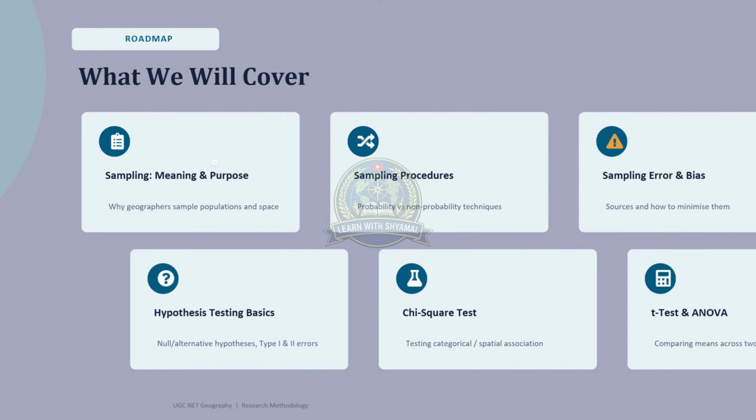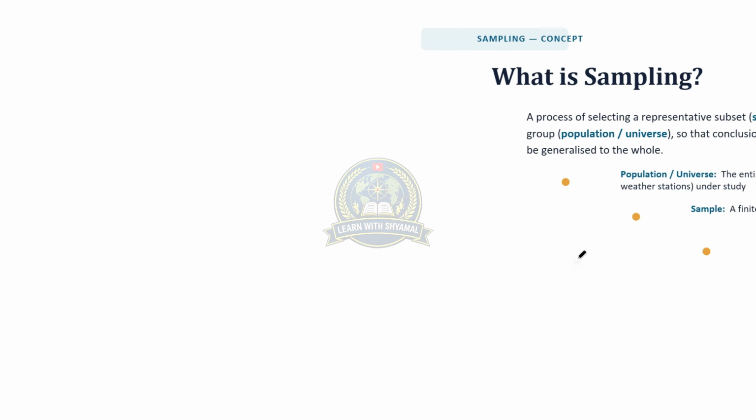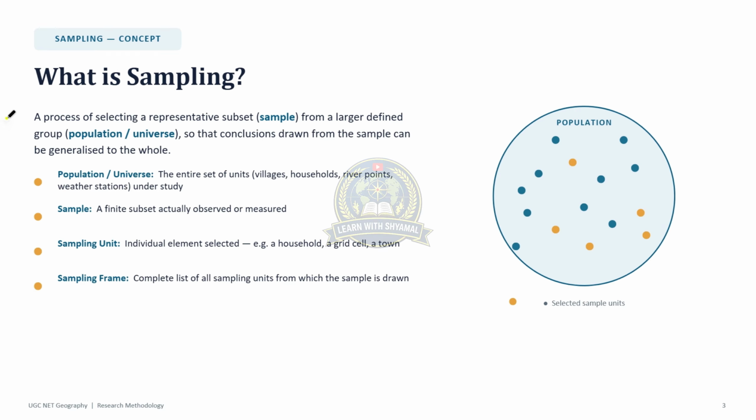Let's start the class. In this class we will cover sampling, its meaning and purposes, sampling procedures, sampling error and bias, hypothesis testing basics, chi-square test, t-test and ANOVA. Okay, first of all, what is sampling?